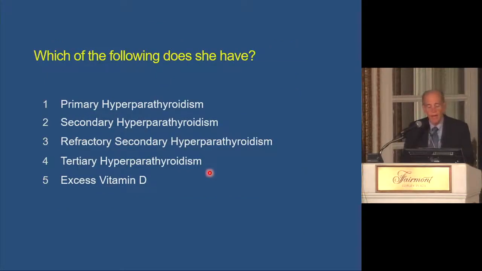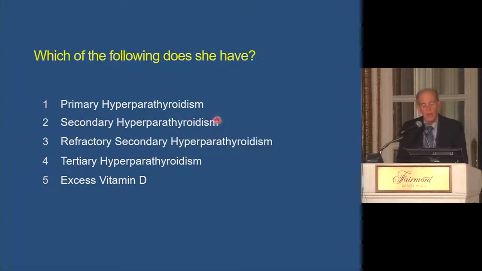So what does she have? She's hypercalcemic. She has a high PTH. Does she have primary hyperparathyroidism, an adenoma in one of the glands that's causing PTH to go up? Remember, her PTH is 200, but she's really hypercalcemic.